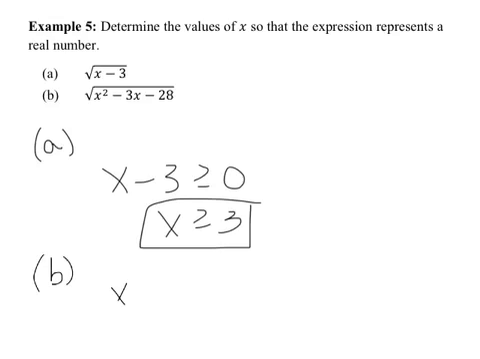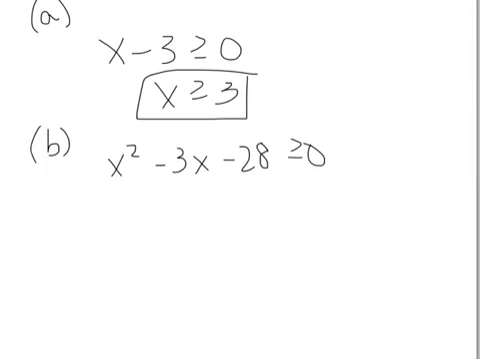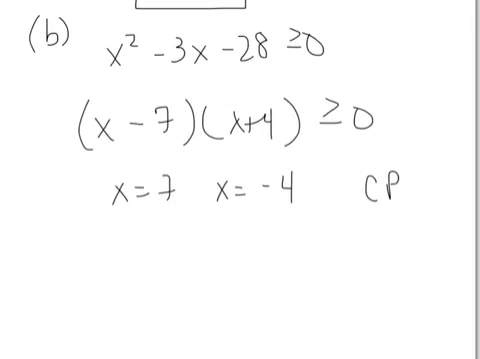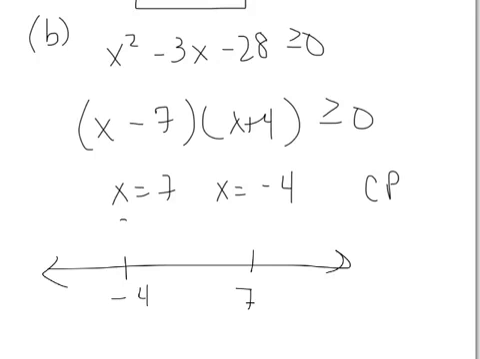So again, we're going to set the radicand greater than or equal to 0. Well, this is now a quadratic inequality, so we must factor this in order to solve. Factoring into x minus 7 and x plus 4, giving me critical points of x equals 7 and x equals negative 4. These are the critical points in this problem. If those are the critical points, we start by making a number line, negative 4 and 7. These are going to be closed circles because it's greater than or equal to. And then we have to test points in the regions.